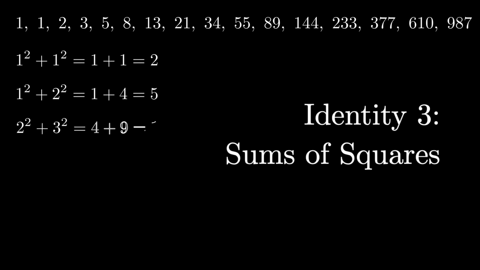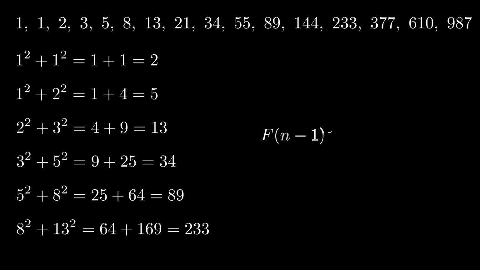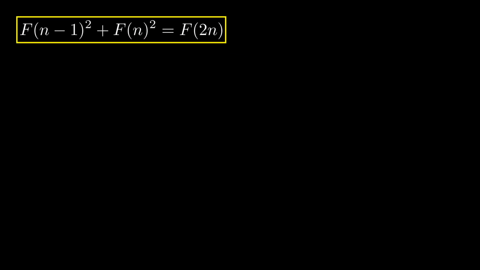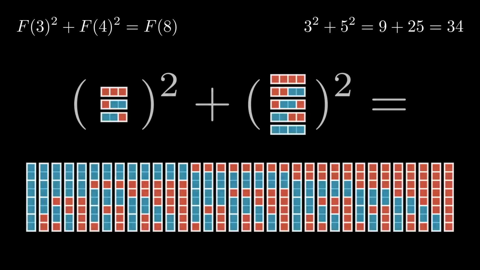Our last identity comes from looking at sums of squares of adjacent Fibonacci numbers. Looking at small cases, we see this always gives another Fibonacci number. Tracking which one it is, we have that f of n minus 1 squared plus f of n squared equals f of 2n. As usual, we will look at f of 8, where the 34 ways to tile a 1 by 8 block is equal to the 3 ways to tile a 1 by 3 squared, plus the 5 ways to tile a 1 by 4 squared.